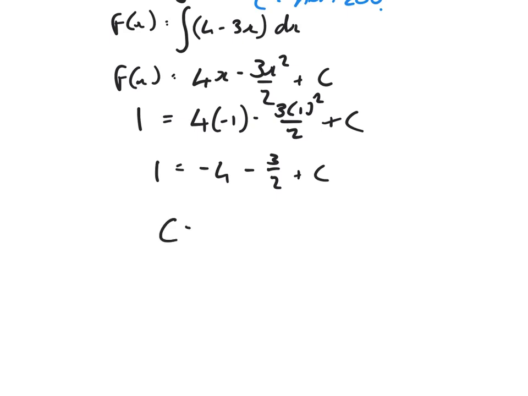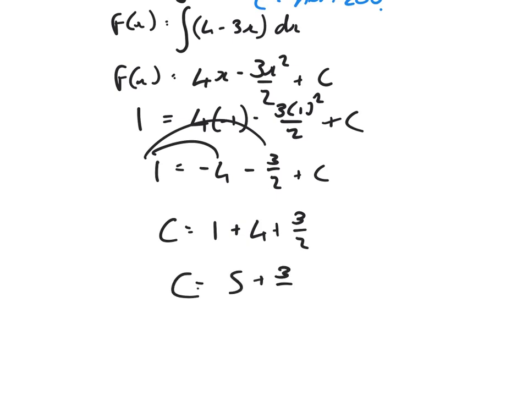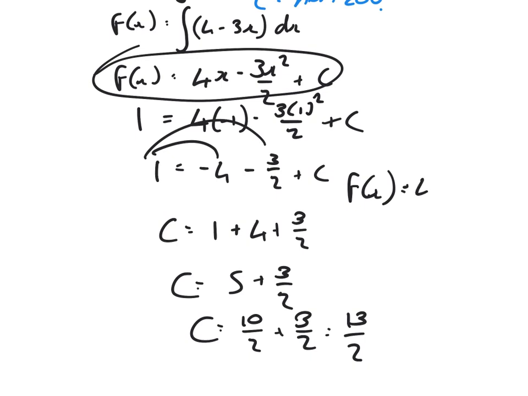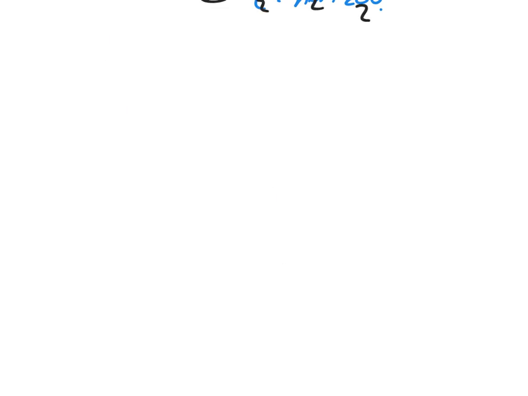Okay, so the constant of integration c is equal to 1 plus 4 plus 3 over 2. So that's 5 plus 3 over 2, which is 10 over 2 plus 3 over 2, which is 13 over 2. I've now identified c, so I can write out the original function, which is f of x equals 4x minus 3x squared over 2 plus 13 over 2. Final answer. Okay, let's try another.